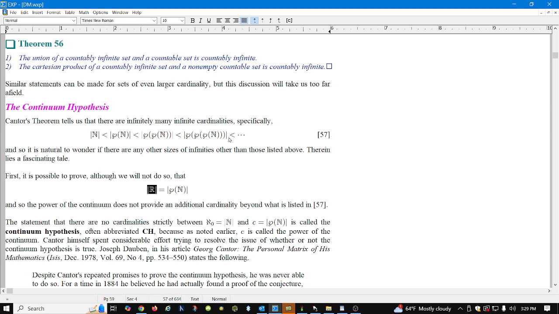The statement that there are no cardinalities strictly between these first two, so the cardinality of the natural numbers and the cardinality of the real numbers, is called the continuum hypothesis. Remember that the real line is sometimes called the continuum, and its cardinality is called the power of the continuum. So the continuum hypothesis, which is often abbreviated CH, says that there are no cardinalities between these first two.